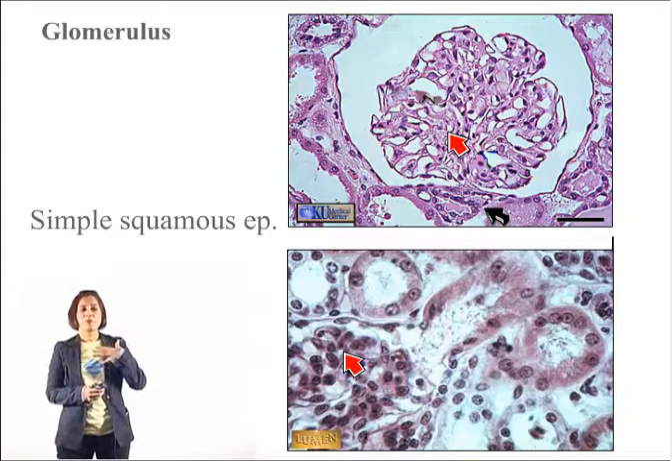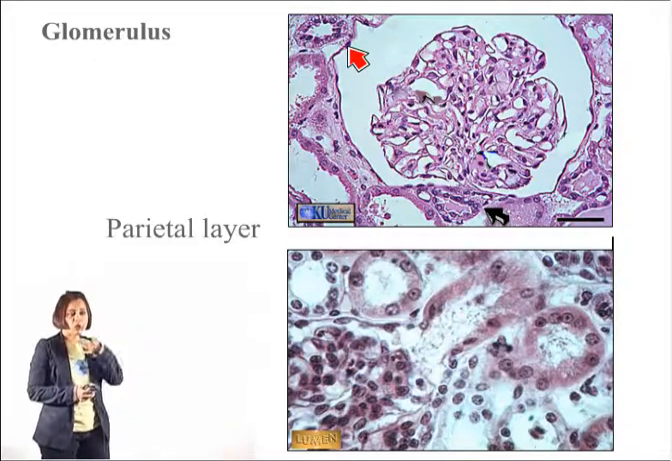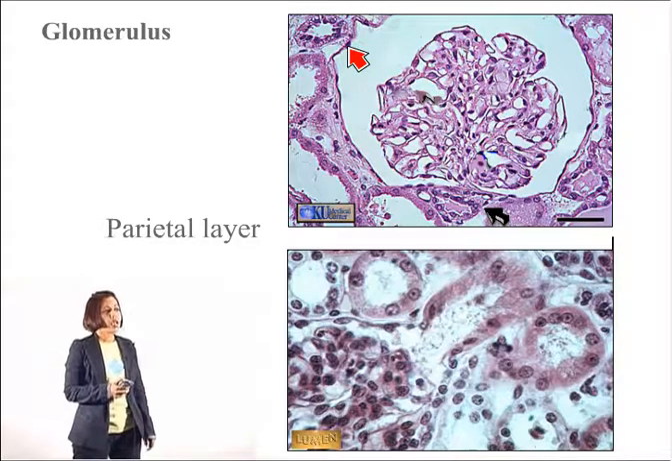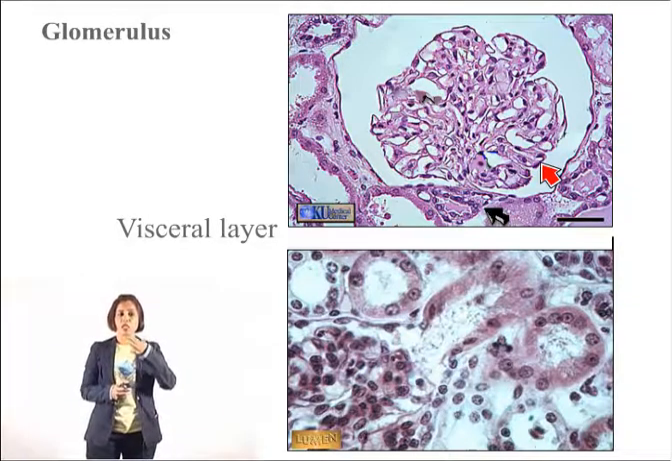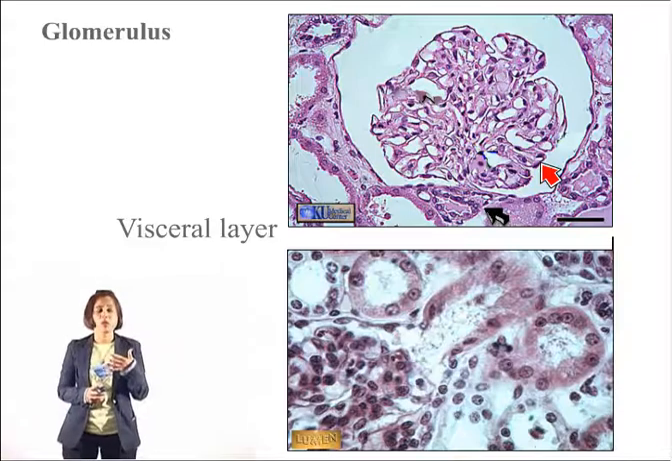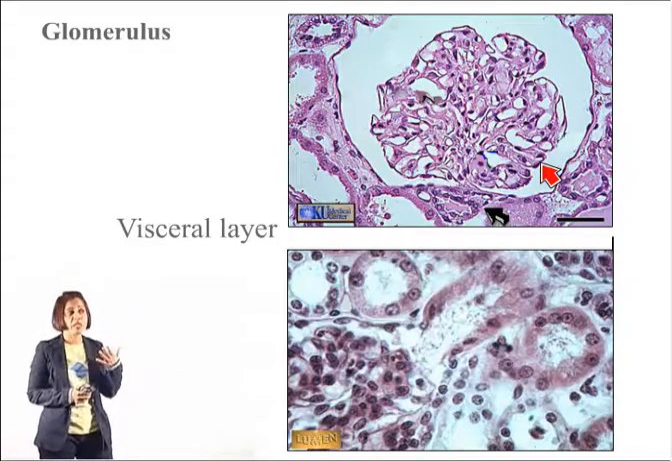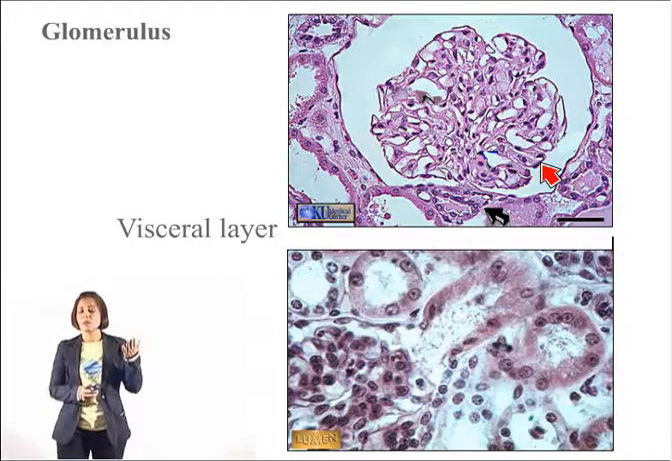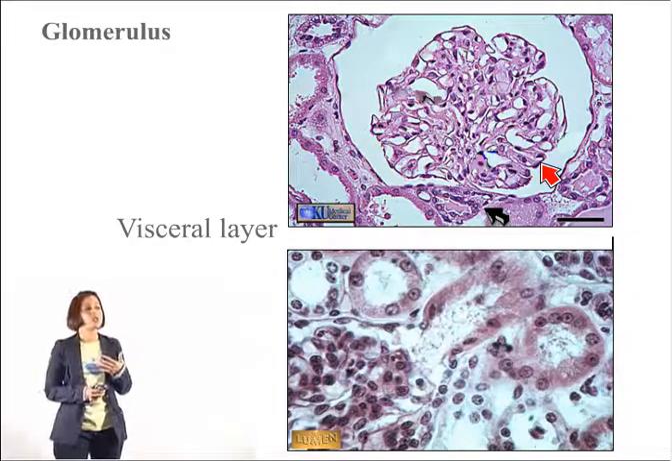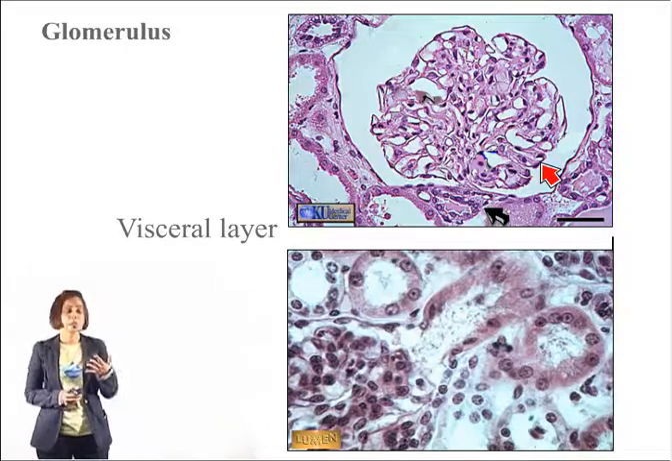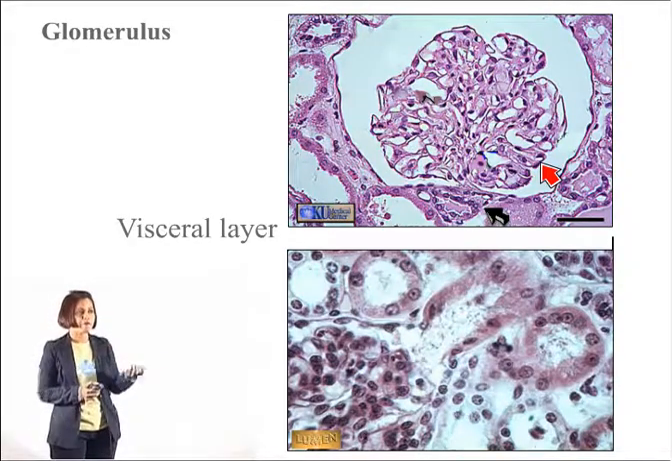Now the Bowman's capsule has a parietal layer which is on the outside, and a visceral layer which is in intimate contact with the glomerular capillaries and actually is part of the filtration membrane. In between the parietal and the visceral layer you have the capsular space, also called the Bowman space, which is where the filtrate first enters.